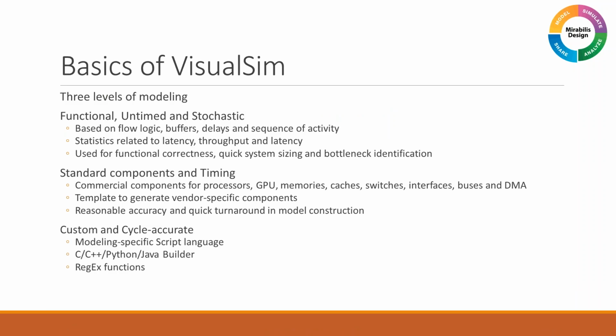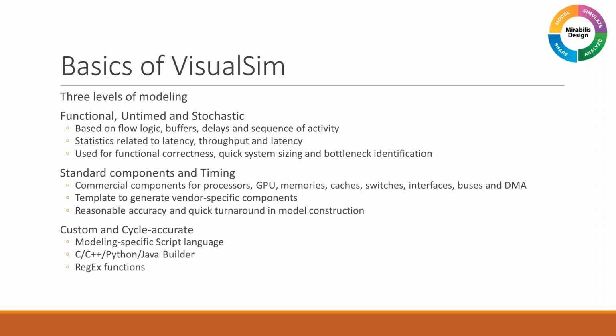Now, let's step back and look at how the modeling actually takes place in VisualSim. In VisualSim, there are actually 3 levels of modeling. The first level can be called a functional or untimed model, where you're looking at your flows and your hierarchy of flows. There might be some simple delays, buffers, and the sequence of tasks that are going to be executed. These help you look at future technologies and how I should implement certain attributes of my system.